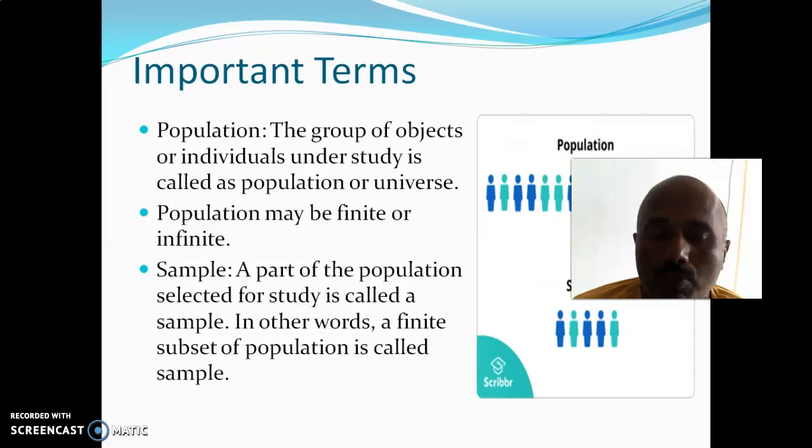Next one is sample. A sample is nothing but a part of population which is selected for our study. In other words, sample is a subset of population, which is selected for some study. And from the picture you can observe that population is a large group which we want to test or study. For this purpose, if we select a part of population, a small group from the large group, then it is nothing but sample.